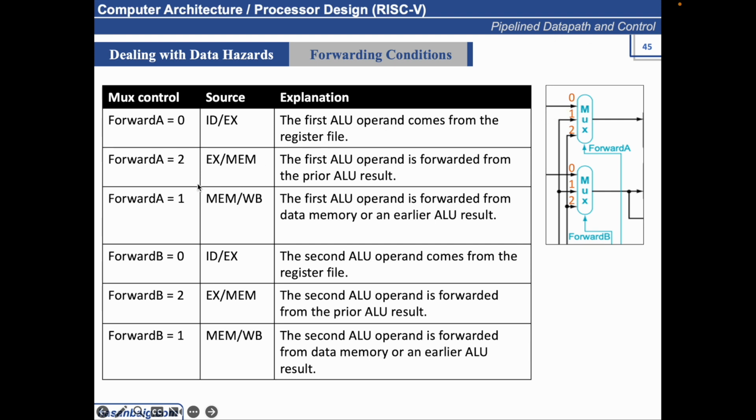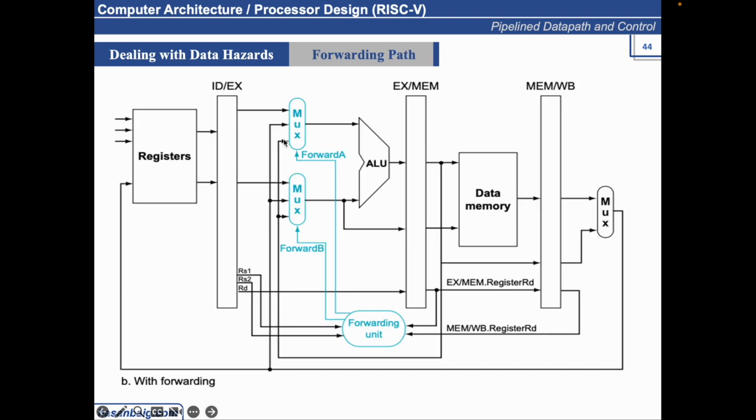So if you look at this condition here, let's say 0 corresponds to the data coming from the register file. When the forward A signal, which is the select signal for this mux, is 1, then data must be coming from the mem write back phase. If it is 2, then the data must be coming from the xmem register. And if it is 0, then it should directly come from the register file, fetching the data from the IDX, which contains the data fetched from the register file.